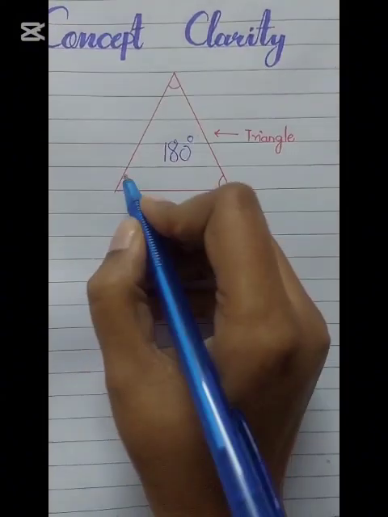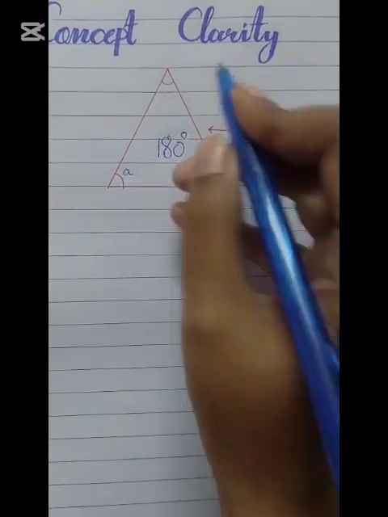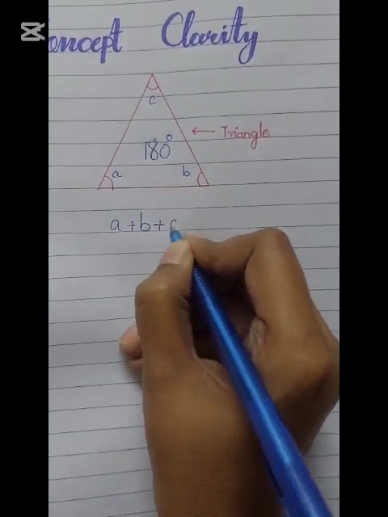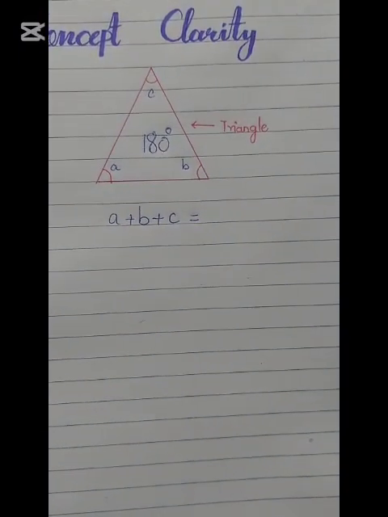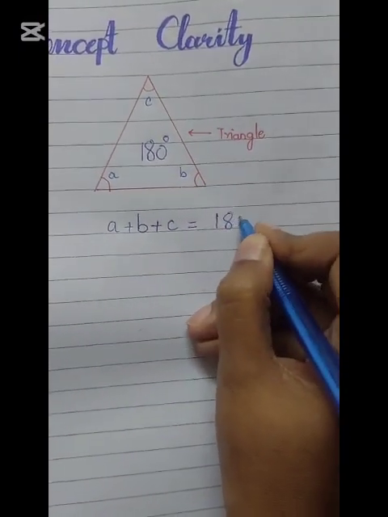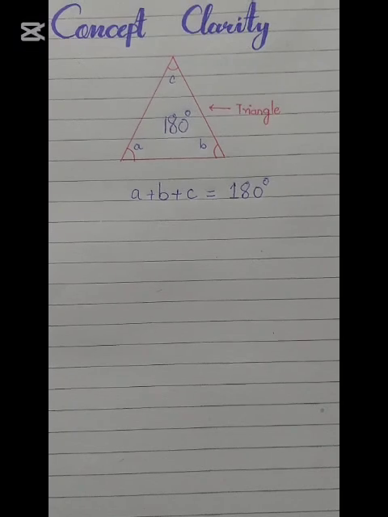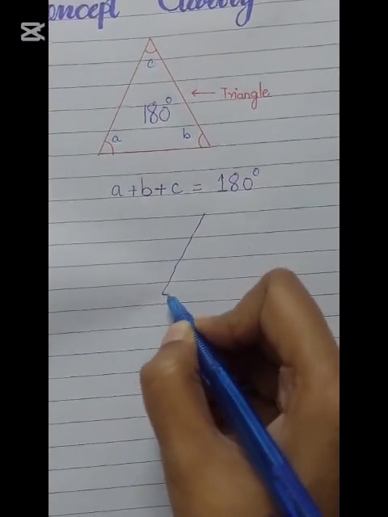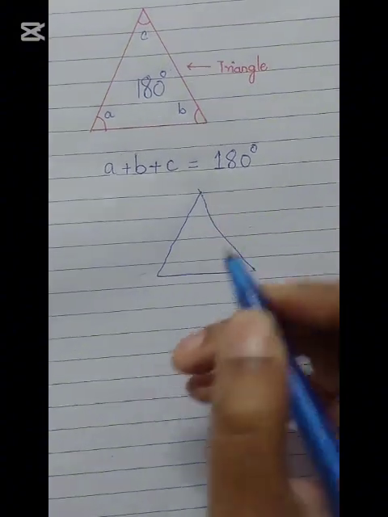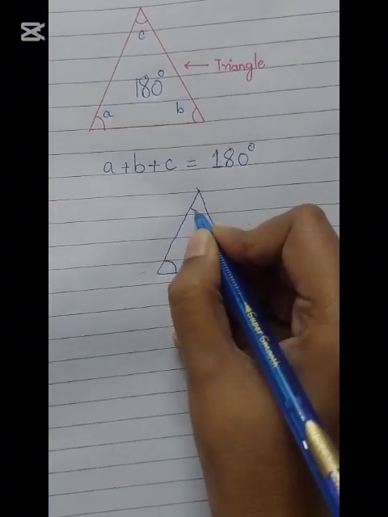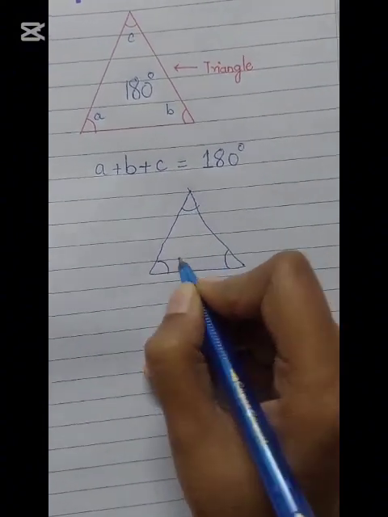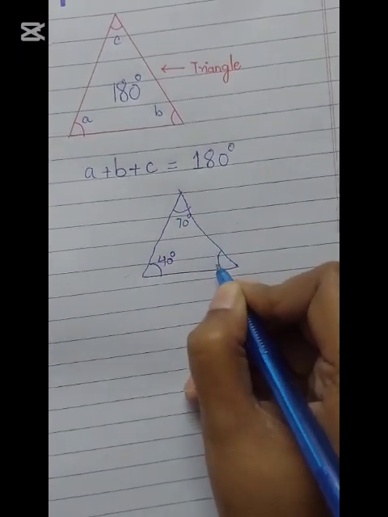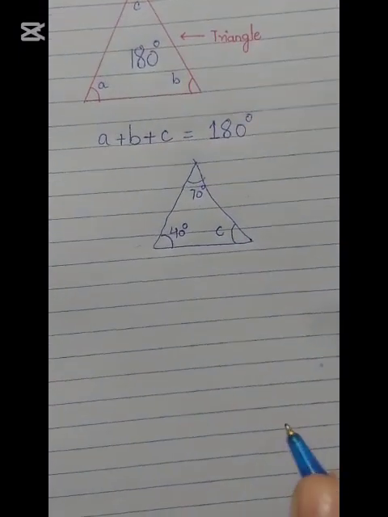So if we add the three angles A, B, C, A plus B plus C, the sum will be equal to 180 degrees. This is from the previous lecture. If I say I have a triangle and two angles are given and the third is unknown, this one is 40, this one is 70, and the third one is missing.